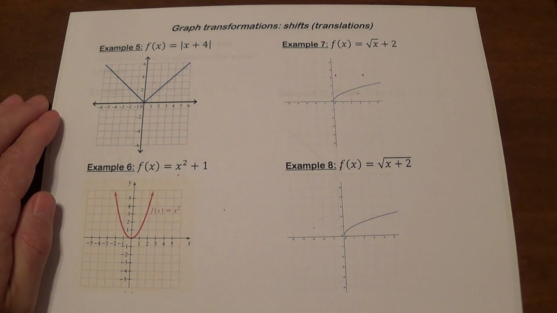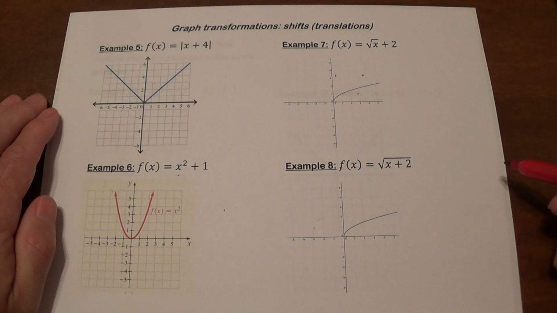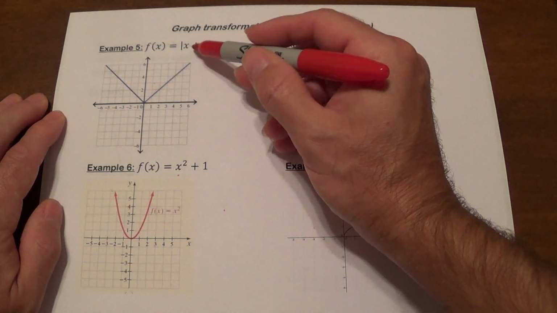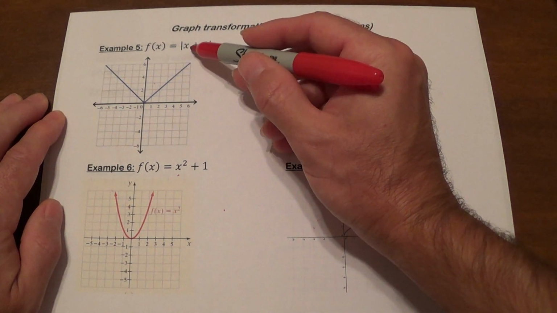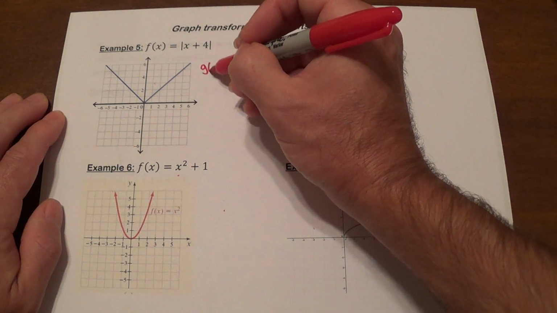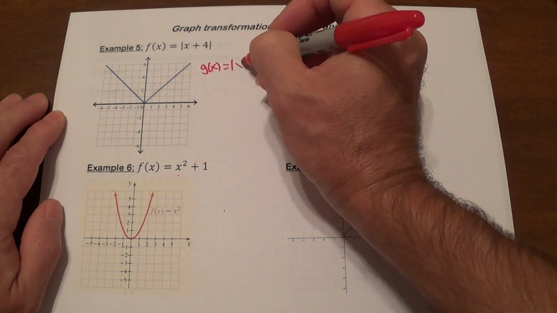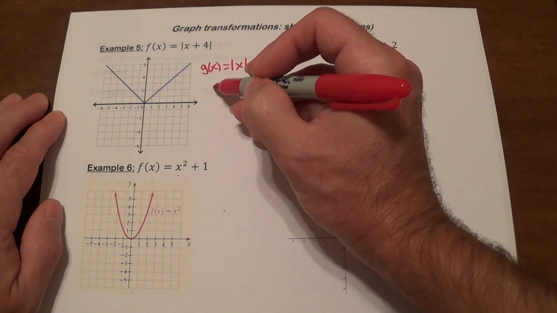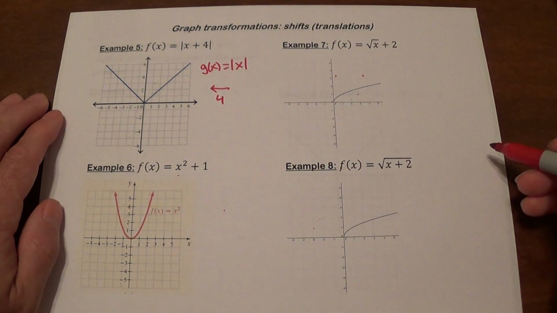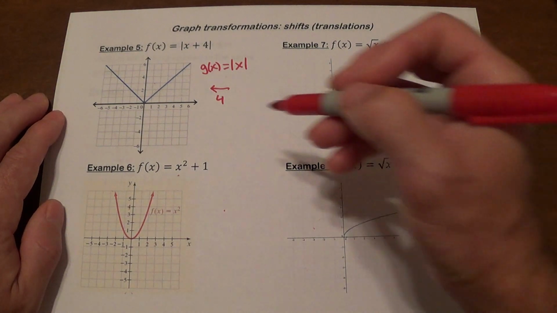Several more. So example 5, f of x is absolute value of x plus 4. The 4 is inside the absolute value, you're adding that to x. The parent function here, of course, is going to be absolute value of x. This is going to make your graph shift 4 units to the left. And that's what we do.